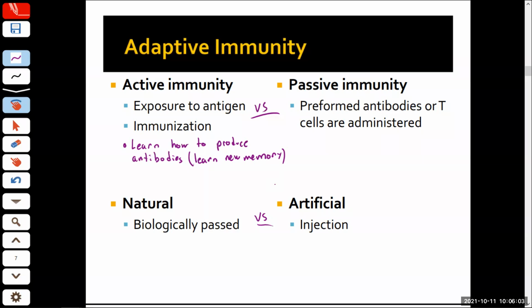Versus passive, where preformed antibody cells are administered, i.e. you receive antibodies from someone else, i.e. you receive someone else's memory.